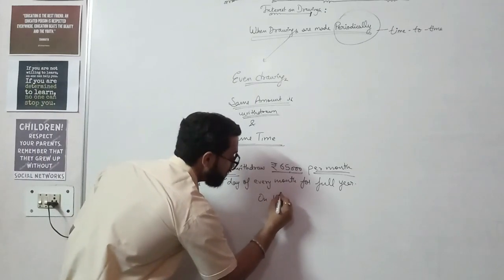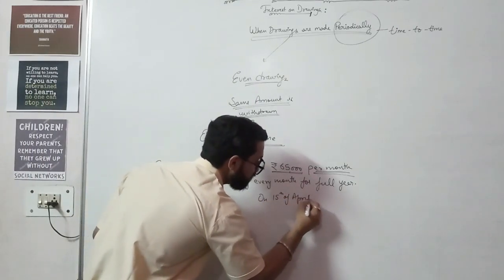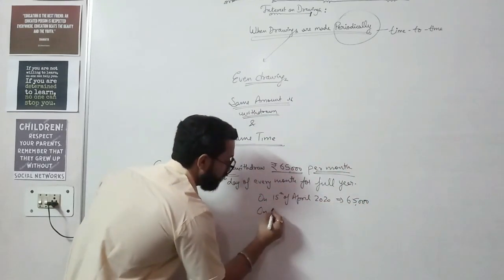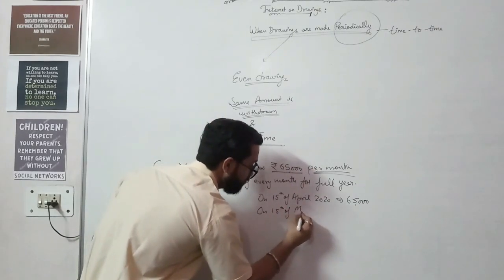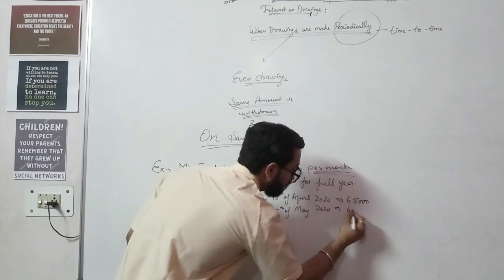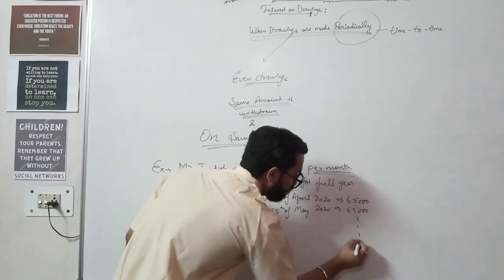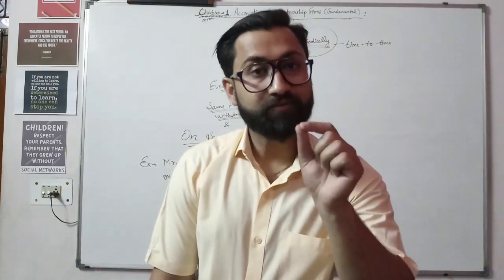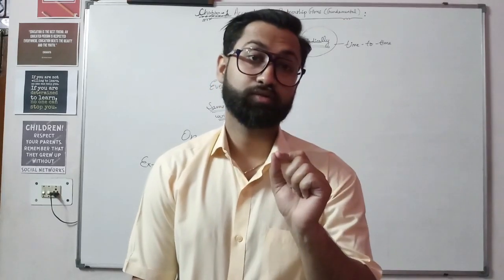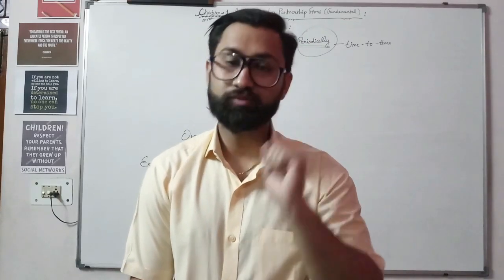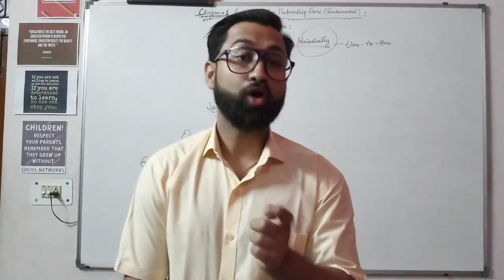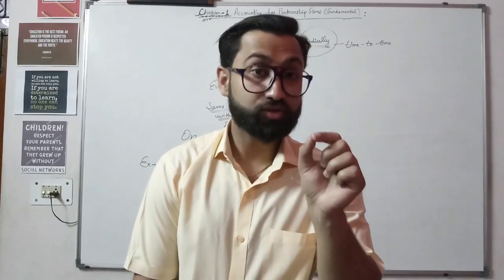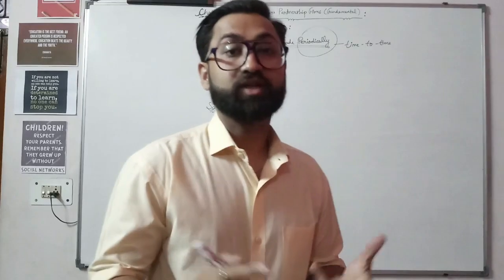On 15th of April 2020, withdrawals are 65,000. On 15th of May 2020, withdrawals are 65,000, and so on. In this case, you have to calculate interest on 65,000 12 times. Now first for 12 months, on second withdrawal for 11 months, on third withdrawal for 10 months. This will be very tedious. There are shortcuts to this problem. Now that we will be discussing in the class later on.